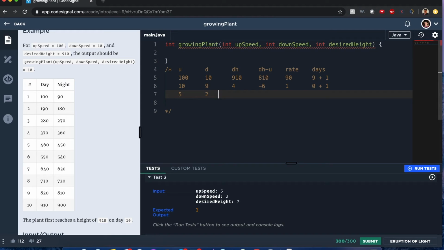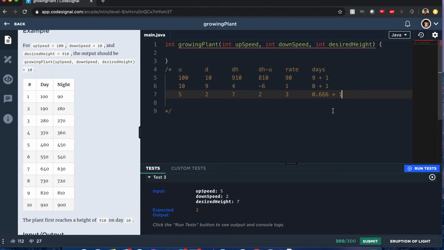The desired height minus up is going to be 2. So the rate is going to be 3. Desired height minus upSpeed divided by the rate, 2 divided by 3, would be like 0.666. But since it's going to reach the perfect height on the preceding day, we know we have to add at least 1. Now it's 1.666.